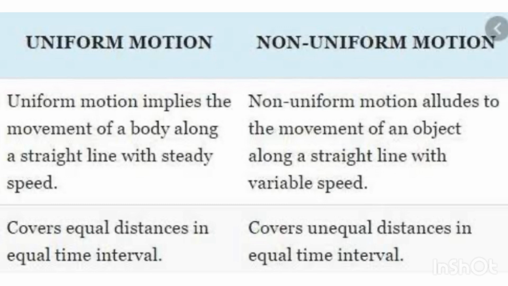Non-uniform motion alludes to the movement of an object along a straight line with variable speed, that is, it covers unequal distance in equal intervals of time.